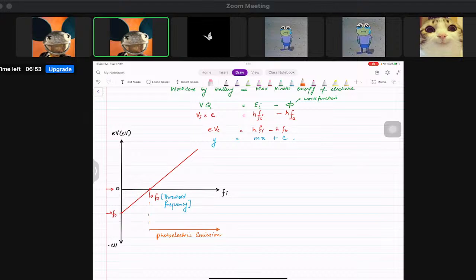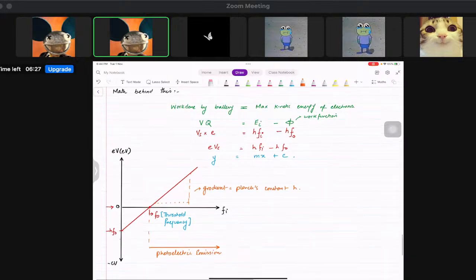Now, I want to tell you one more thing. If you look at the gradient, if you take the gradient of this line, make a triangle, you should remember that the gradient of this line will always give you Max Planck's constant. So that's one thing that I want to tell you, and that's how this whole thing came up.